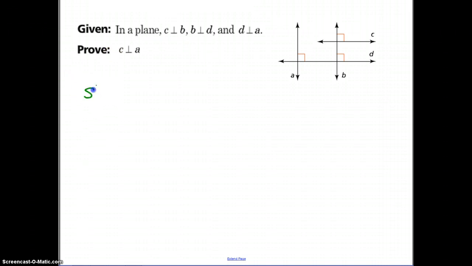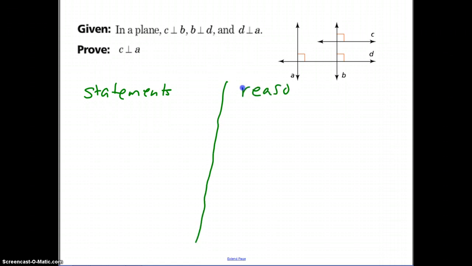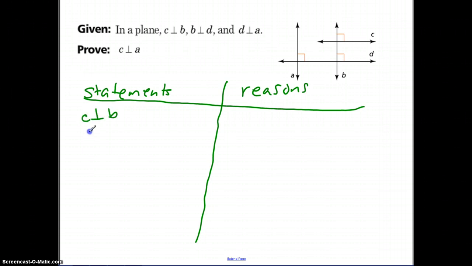Alright, let's start with our statements. Statements. Crooked line. Reasons. So, statements, again, are the things we know. Reasons are how we know them. Let's see what we've got. We've got that line C is perpendicular to line B. And we have that line B is perpendicular to line D. And we also have that line D is perpendicular to line A. That's given to us. Alright, all information there is given. So let's see what we can do here.